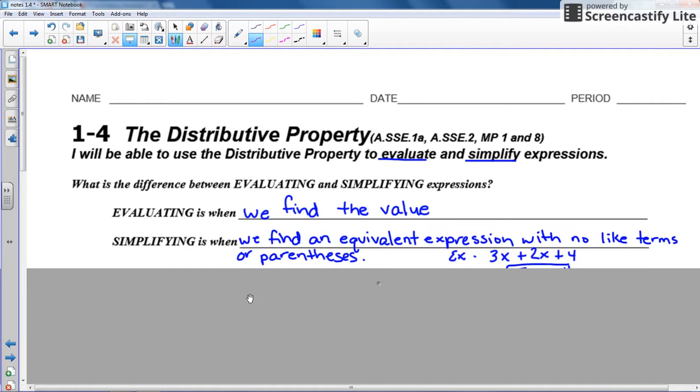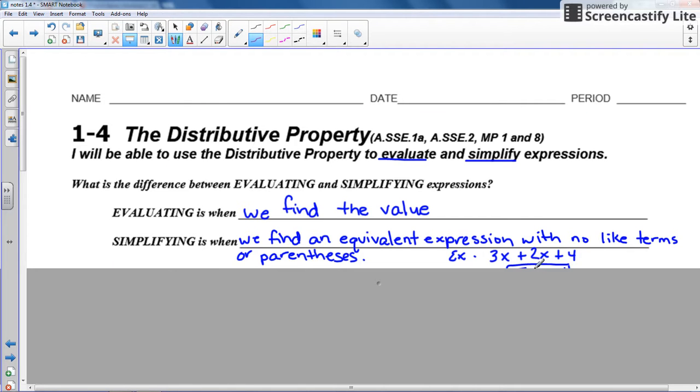Whereas simplifying is when we find an equivalent expression with no like terms or parentheses. So we're replacing something with an equivalent expression that is fully simplified, meaning that there's no more like terms that can be combined. There's no parentheses that we need to do anything inside of. It's fully simplified. And here's an example.